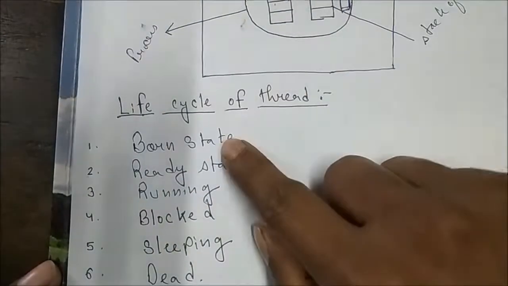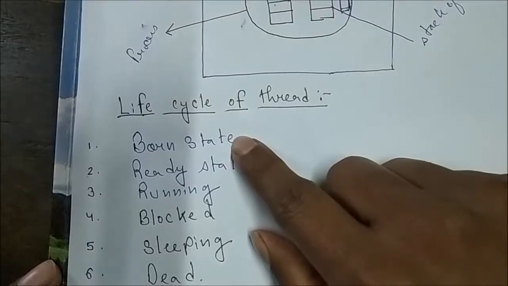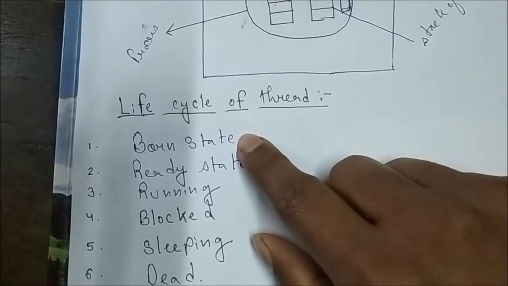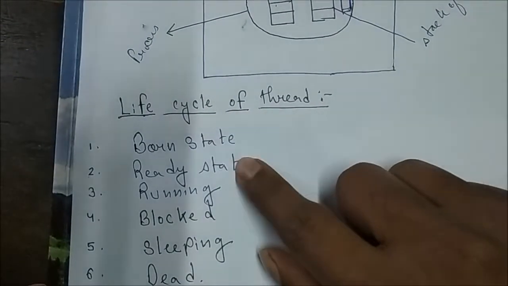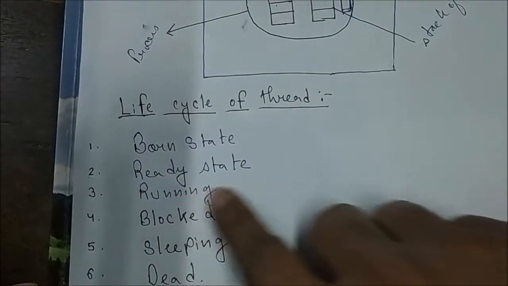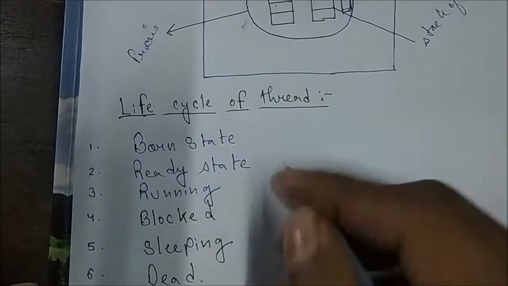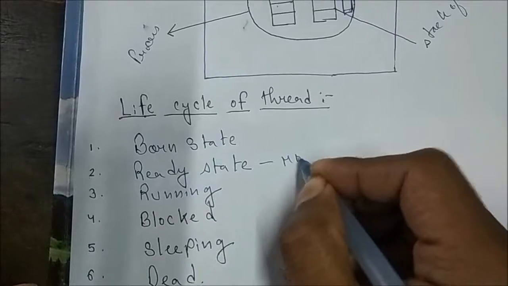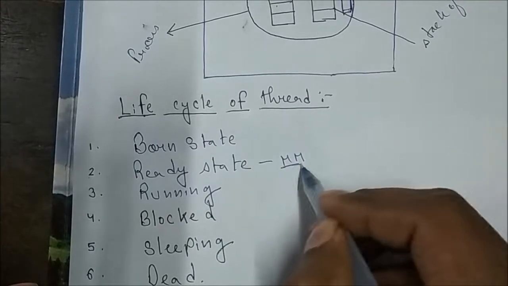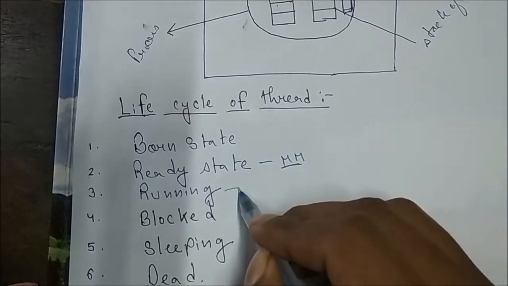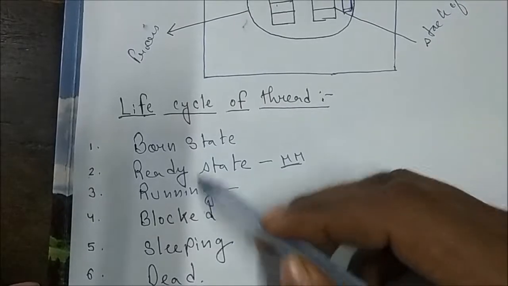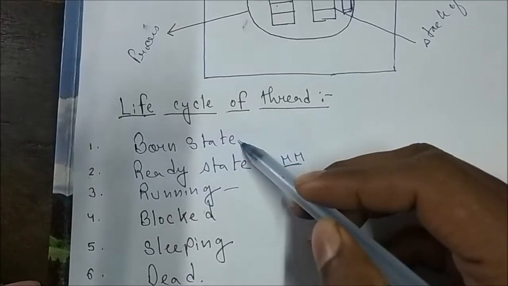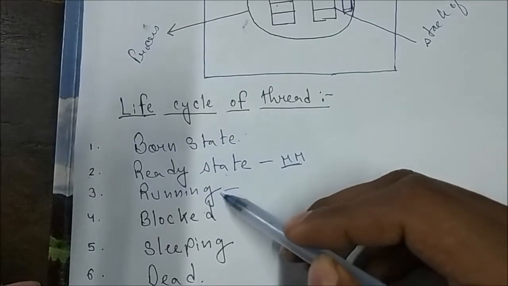Bound state means a new thread is created. Ready state: we have seen it in process. A process in ready state will then go to the run state. Similarly, it also happens with threads. It lies in main memory, then it goes to the running state. It is similar to the process only. So bound state means a new thread is created, then ready state, then running state.